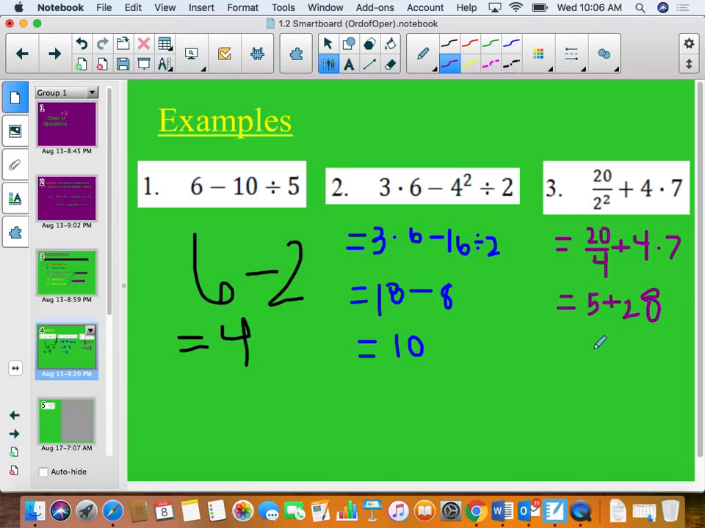And so then in our last step here, we're going to do our addition, and 5 plus 28 would give us 33.